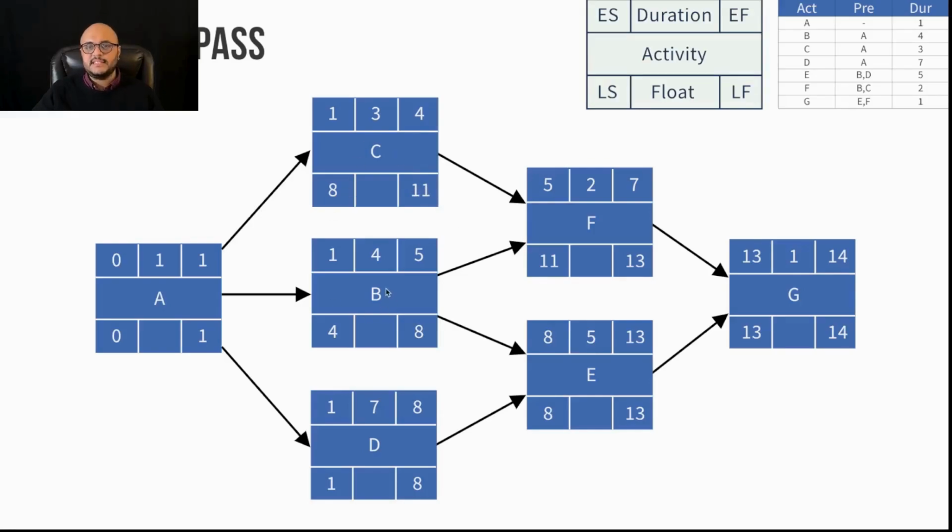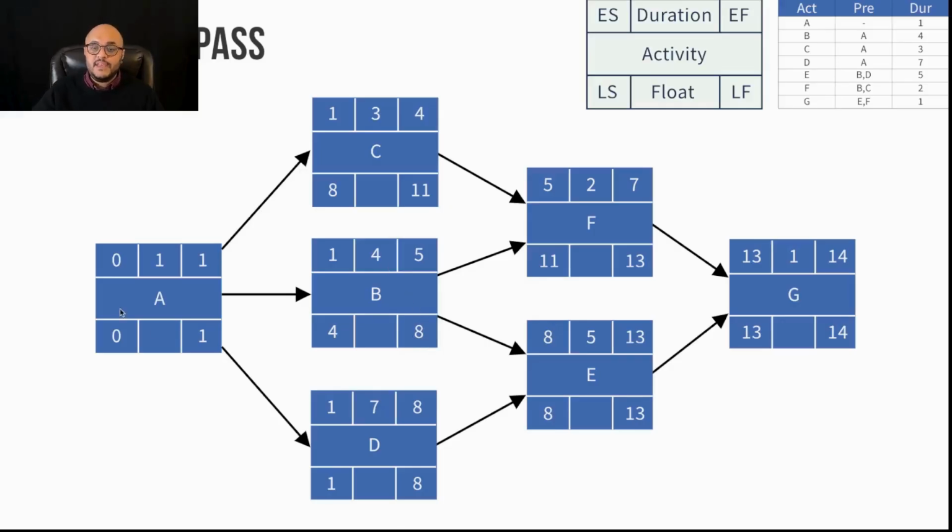But what about task B? You see, task B is a predecessor to F and E. So should it inherit the 11 or the 8? Remember, with the forward pass, we said you're going to take the larger of the numbers and move it forward. With the backwards pass, you're going to do the opposite. You're going to take the smaller of the numbers and move it backwards. So 8 is smaller than 11. 8 becomes my late finish for task B. 8 minus 4 is 4.